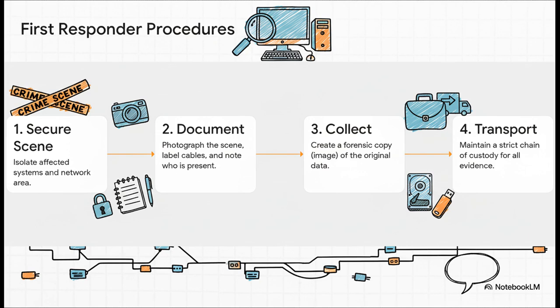First, they lock down the scene, unplugging from the network, for instance. Then, they document absolutely everything. But look at number 3, because this is the most important part. They create a perfect bit-for-bit forensic copy of all the data. This copy is what they work on, leaving the original evidence totally untouched and pristine.